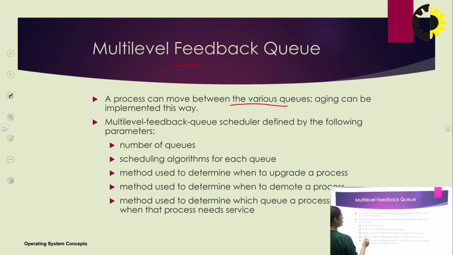A multi-level feedback queue scheduler has different parameters: the number of queues, the scheduling algorithm for each queue, the method used to determine when to upgrade a process, the method used to determine when to demote a process, and the method used to determine which queue a process will enter when that process needs service.